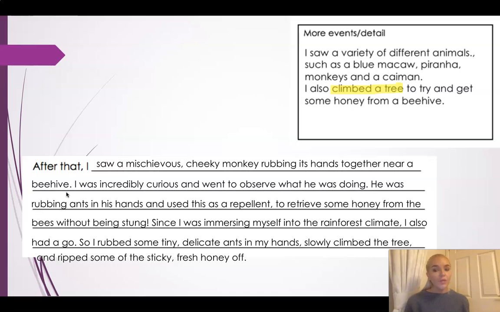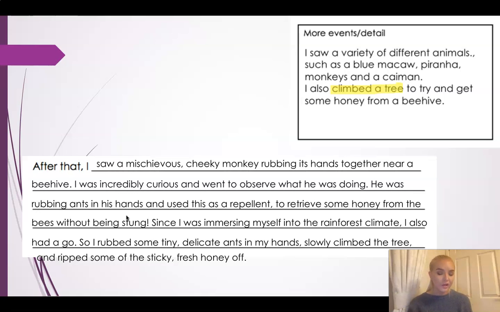So I could write, he was rubbing ants in his hands and using this as a repellent to retrieve some honey from the bees without being stung. So I've got there, without being stung, this exclamation mark, getting this excitement out that I couldn't believe that this monkey had not been stung. Since I was immersing myself into the rainforest climate, I also had a go. So now I'm talking about where I'm climbing the tree, so I rubbed some tiny, delicate ants, not just any ants, some tiny, some delicate ants, in my hands, slowly climbed the tree and ripped some of the sticky, fresh honey off.